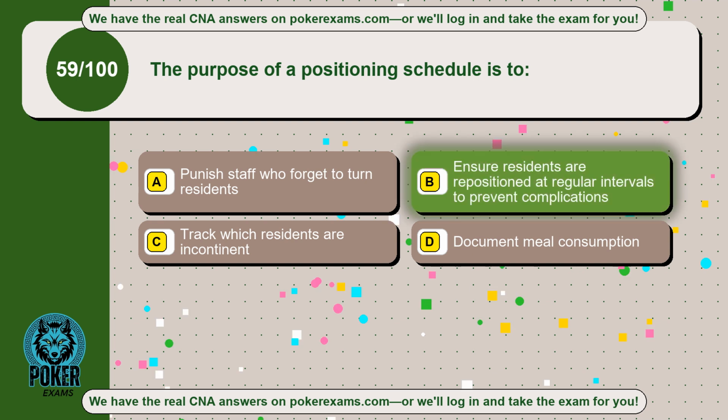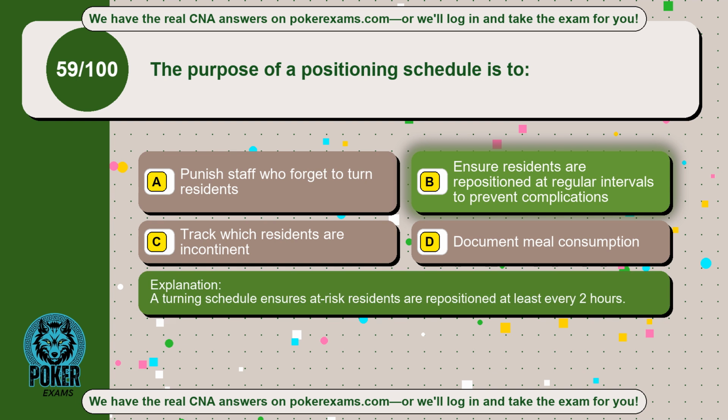The correct answer is option B. Ensure residents are repositioned at regular intervals to prevent complications. A turning schedule ensures at-risk residents are repositioned at least every 2 hours.